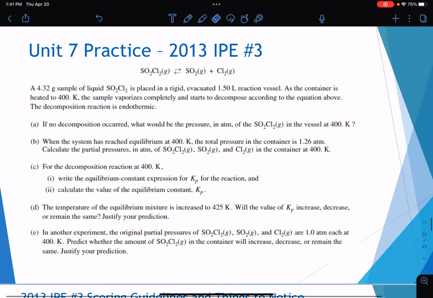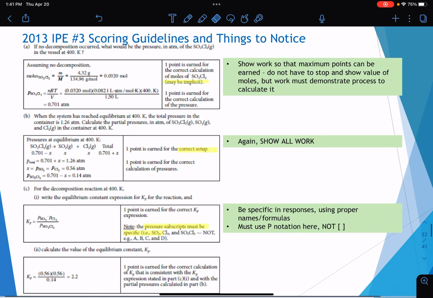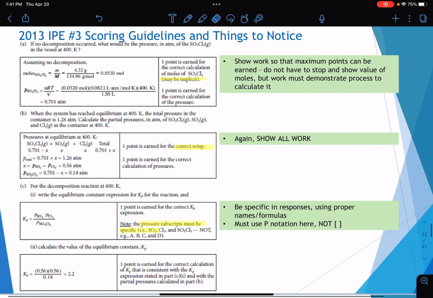And here's another practice question for Unit 7. Pause to work this out. And here is the scoring guidelines for the second question for Unit 7.